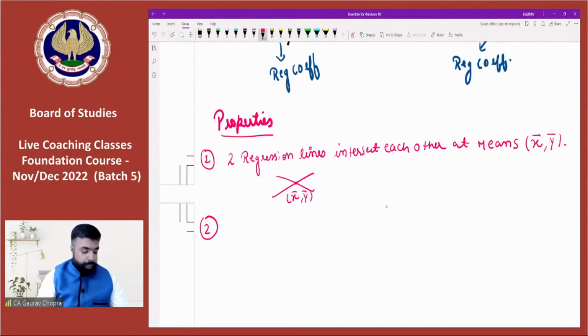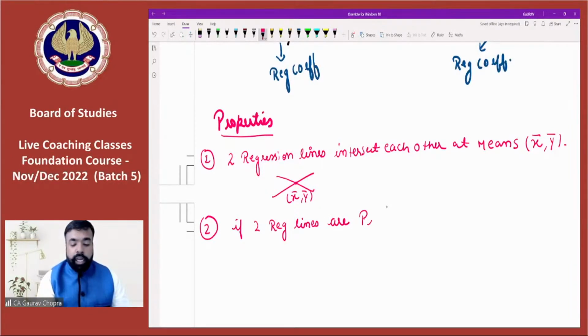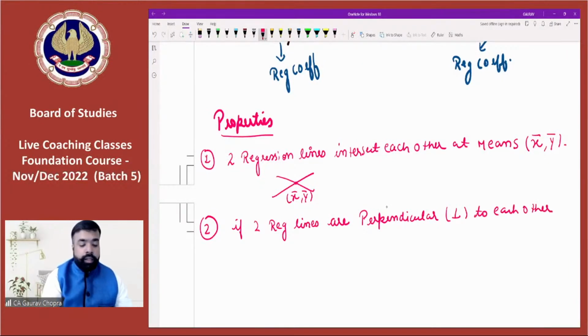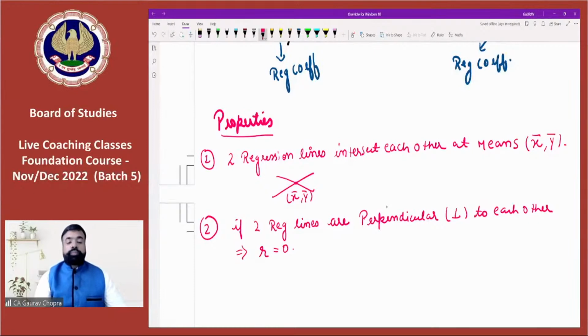Now, the second property: if two regression lines are perpendicular to each other, then correlation is equal to 0. So if two regression lines are perpendicular, then there will be no correlation. So r will be equal to 0.